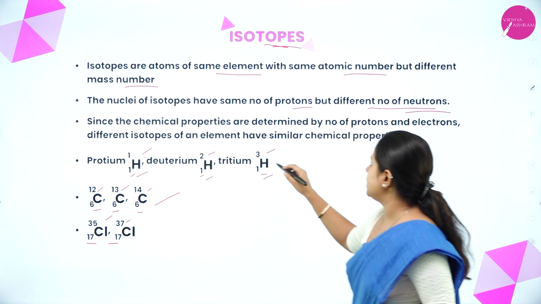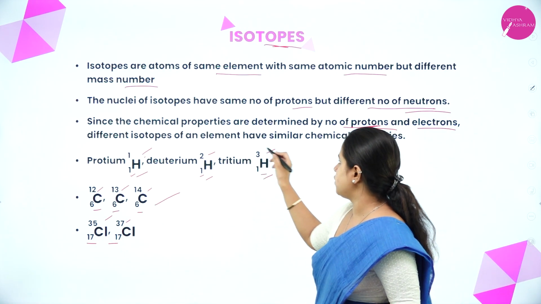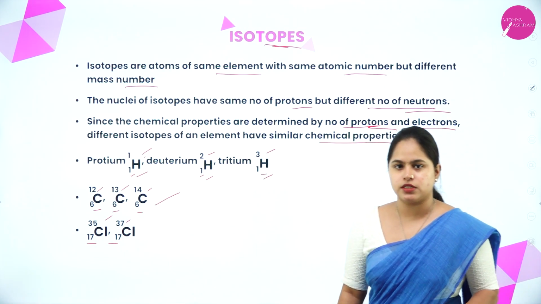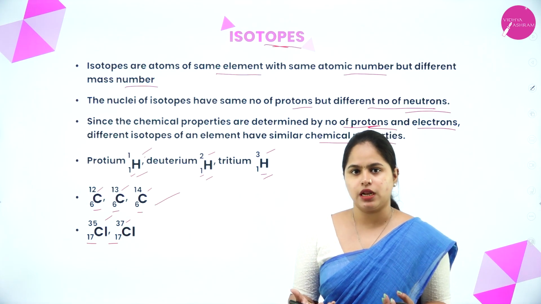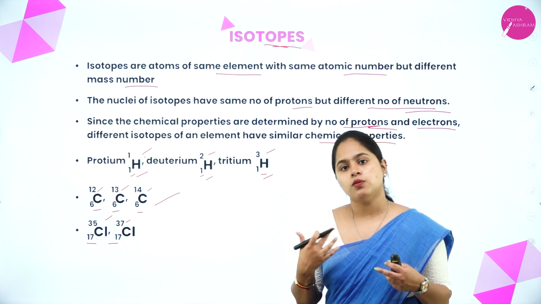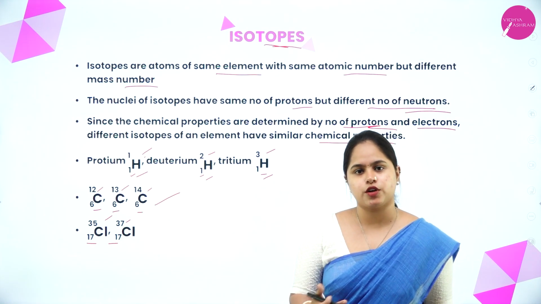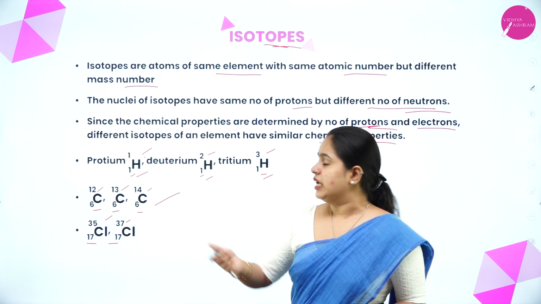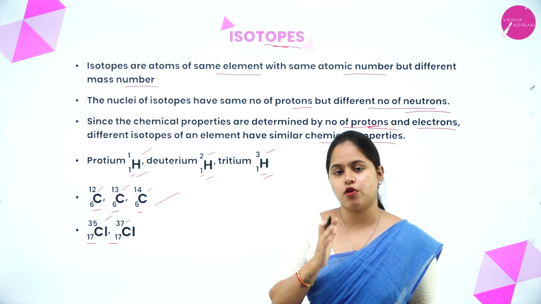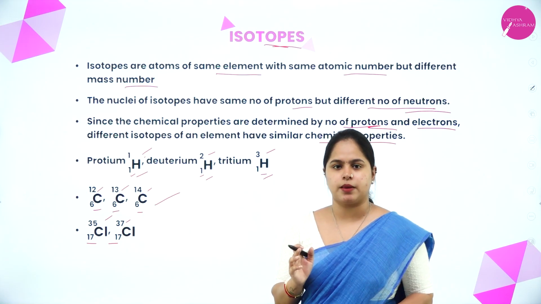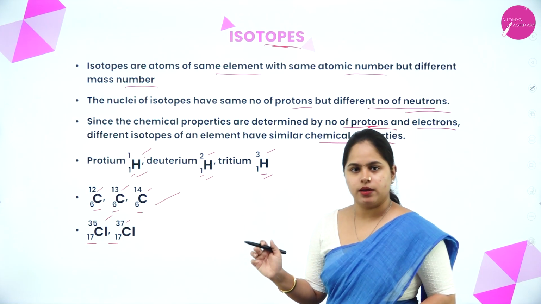Since the chemical properties are determined by the number of protons and electrons, different isotopes of elements have similar chemical properties. We know that in chemical reactions, electrons are the ones which take part, right? So in the case of isotopes, the number of protons and number of electrons are the same. Even if the mass number is changing, the number of protons remains the same. Number of protons and number of electrons remain the same. That means they will have the same chemical properties, right?